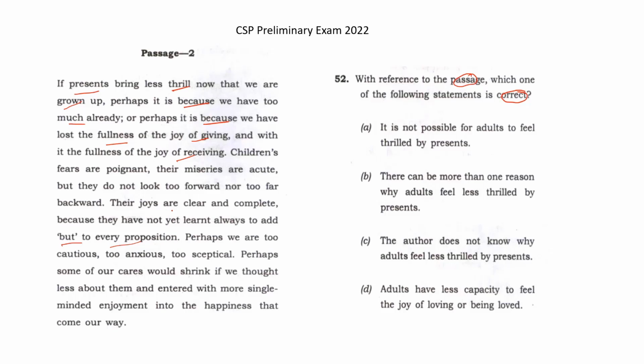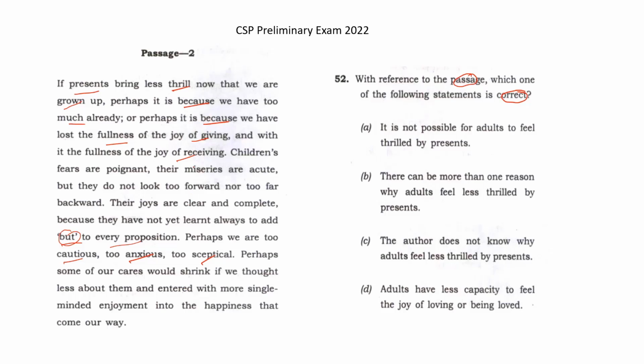Because they still haven't learned to add "but," exceptions. We say, I will do this, but I'll help you, but. So we always have conditions, but children don't have. So we are always cautious. We means adults: anxious, skeptical. We always doubt. But children are clear. They don't have any doubts. They don't have any buts and ifs.